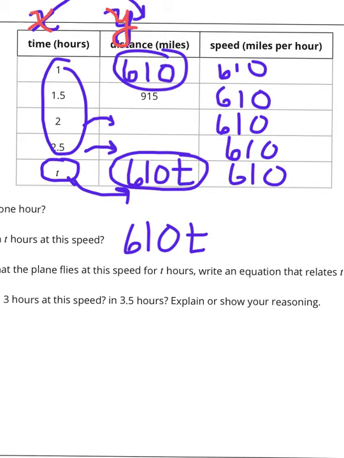How are they related? Well, let's see. The y value, and there's my dogs barking for dinner. The y value is equal to 610 times the x value. Your book wants you to write d equals 610t. It's the same thing. I just replaced the d and the t with x and y. How far would the plane fly in 3 hours at this speed or in 3.5 hours? You guys figure that one out. Hit pause and answer that question.